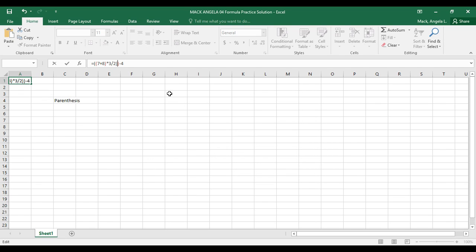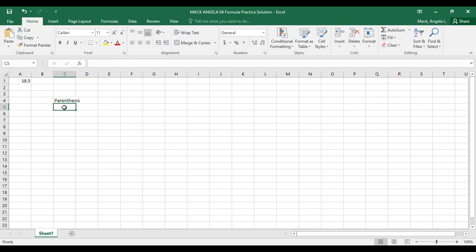And if I had gotten my parentheses in the right place, I'm missing one before the 3, I would have gotten a different result of 18.5. All right, by forcing them to process the addition of 7 plus 8 and the division of 3 divided by 2 prior to multiplying those two values together, it changed my answer.